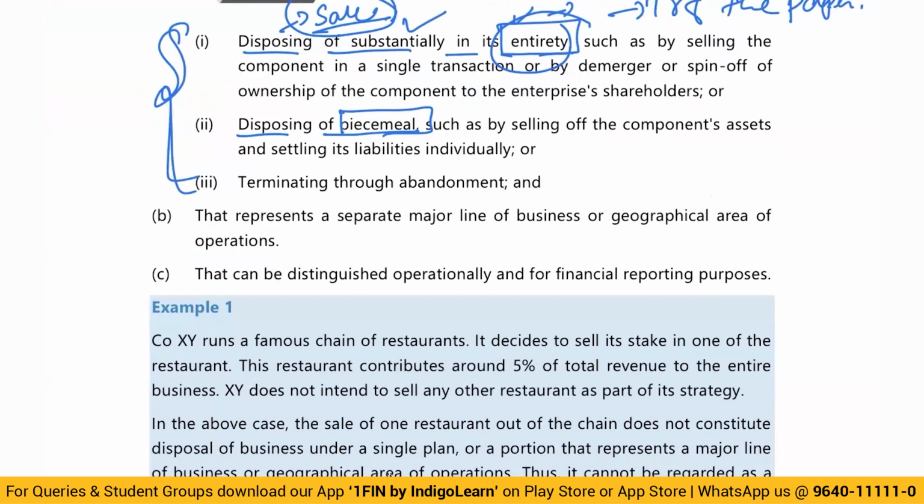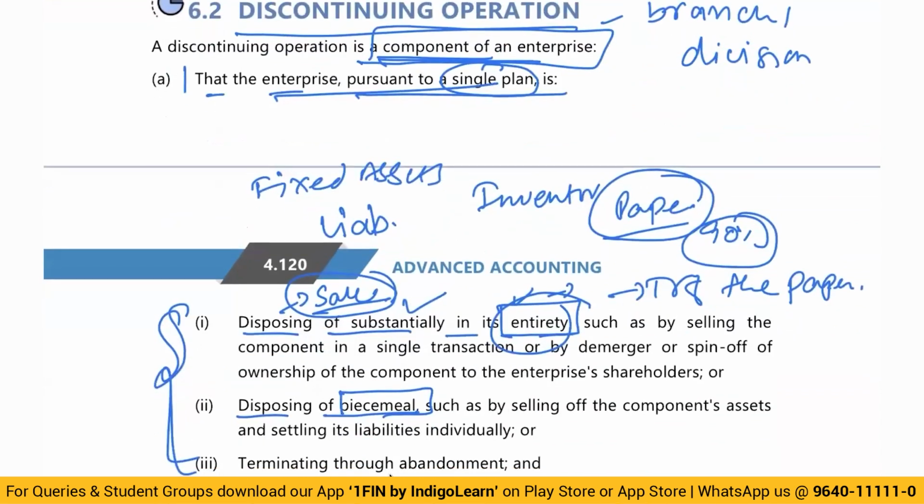Because by selling the factory, they are not able to realize sufficient money, or there is some legal issue, they are not able to sell it off. So they'll just leave it as it is. That is called terminating through abandonment. So the first part, what we have learned, is that it is a component of the enterprise, and the enterprise has a plan either to sell it off in its entirety, or dispose of it piecemeal, or terminate through abandonment. That is the first thing.